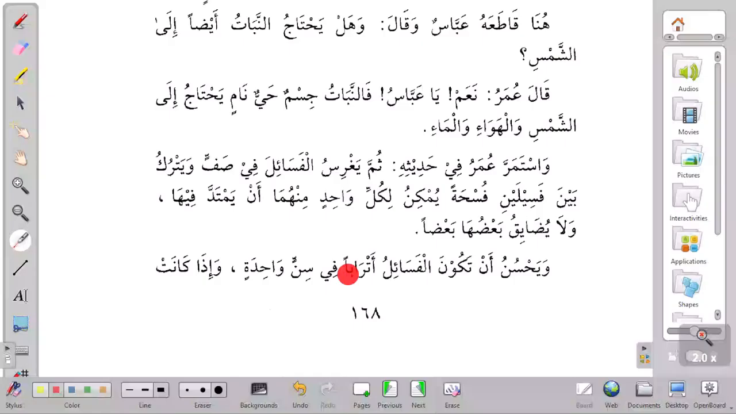When we say atrab, it is the plural of tirbun. Tirbun means someone who is the same age, your colleague, your age mate. You have the same age as the person, we call it tirbun. So it is good that the fasa'il, the seeds that you are planting, should be of the same age. You shouldn't plant one seed, then maybe some months later come and plant another one by it. It is not encouraging. That's what he's saying.